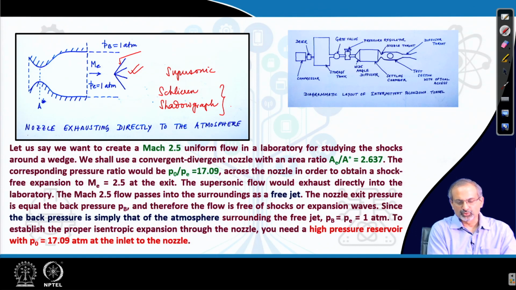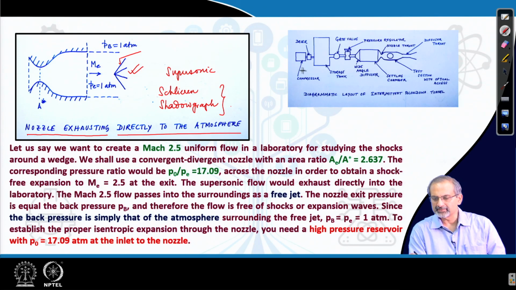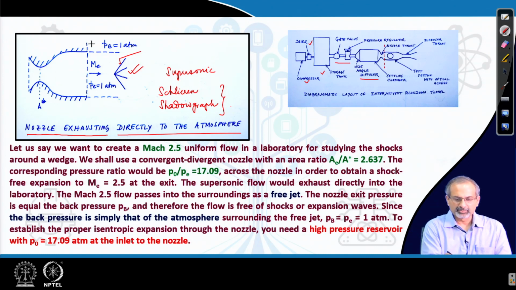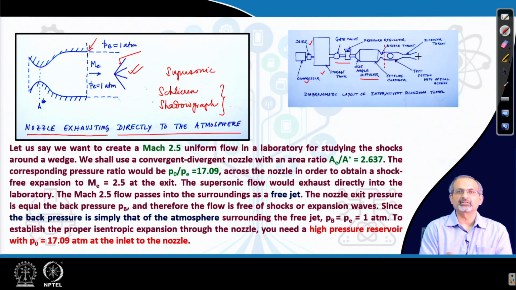So, we start from a very rudimentary plan that we will have a nozzle, a CD nozzle exhausting directly into the atmosphere. We do not have a tunnel as such. What we have at this point is a compressor, a dryer, storage tank, the valves, the stagnation or settling chamber, and just a CD nozzle. That means, we stop here essentially. So, that is the portion we are showing over here. We do not have the test section, we do not have a supersonic diffuser further. What would be the consequence? Let us try to understand the consequence.